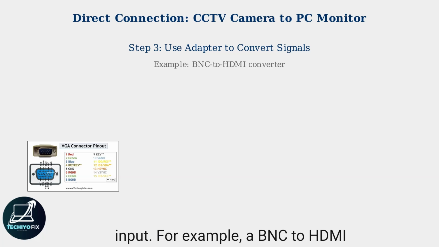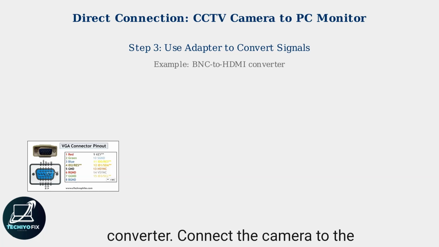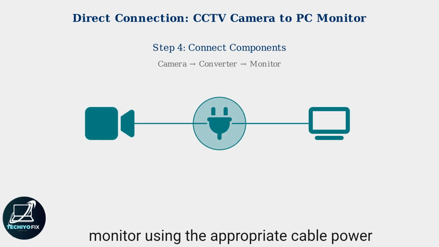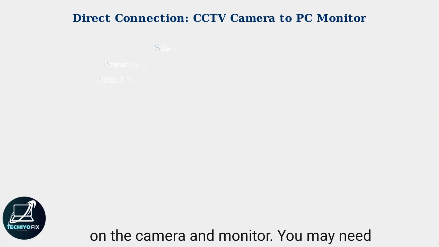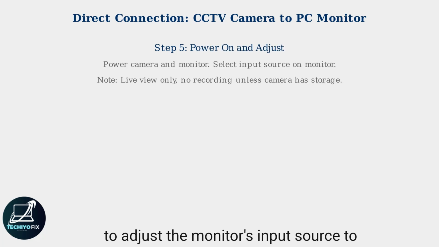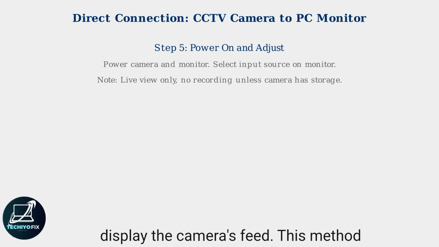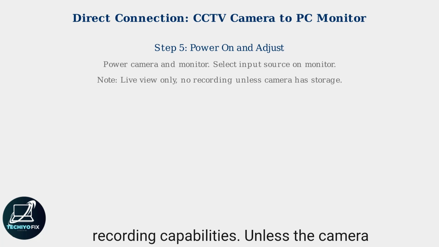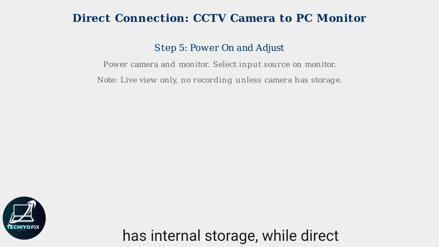For example, a BNC to HDMI converter. Connect the camera to the converter, then the converter to the monitor using the appropriate cable. Power on the camera and monitor. You may need to adjust the monitor's input source to display the camera's feed. This method provides a live view but usually lacks recording capabilities unless the camera has internal storage.